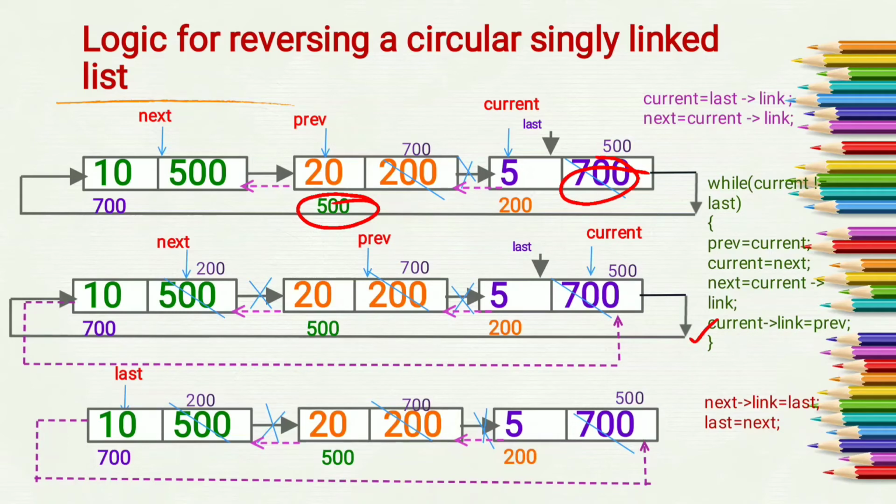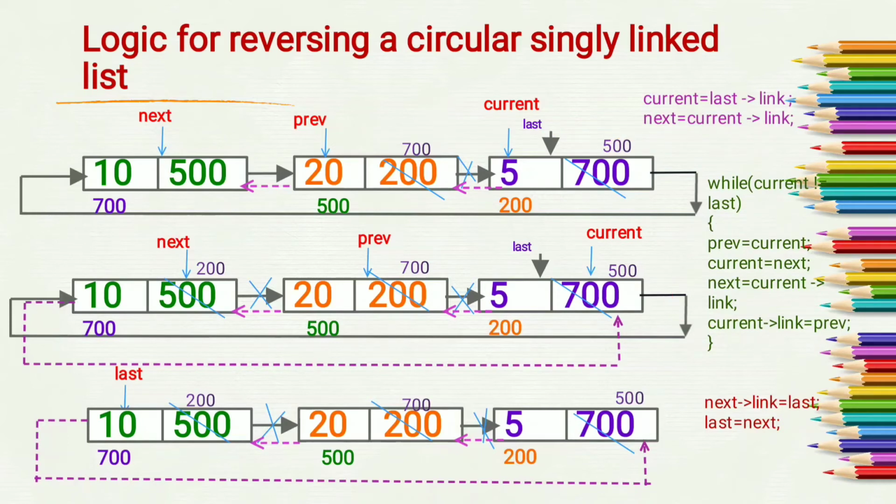So current link now contains 500. That means current is pointing to the node which is pointed by previous. So the link part of this and this is updated. Now we have to check whether the value of current is not equal to last. This condition is false because current is pointing to the node which is pointed by last. So this loop will terminate.